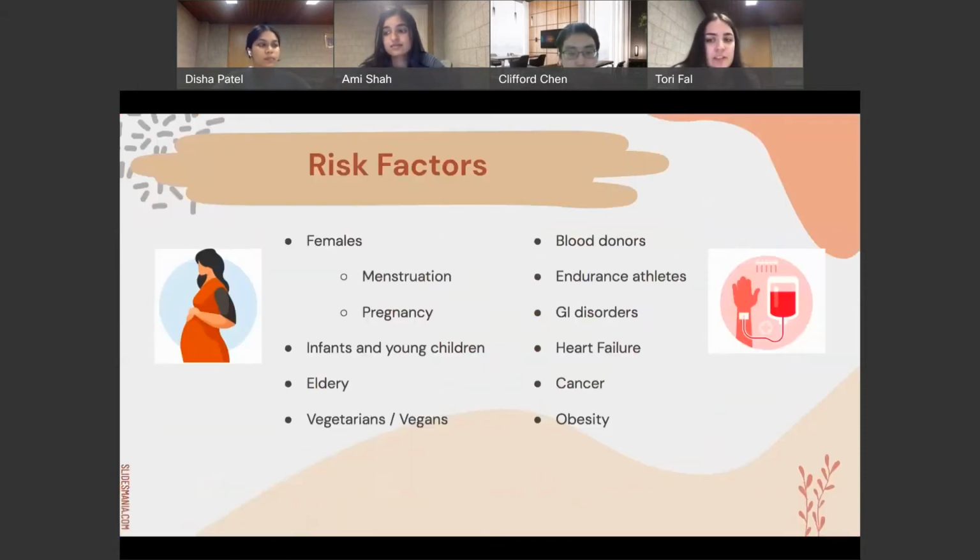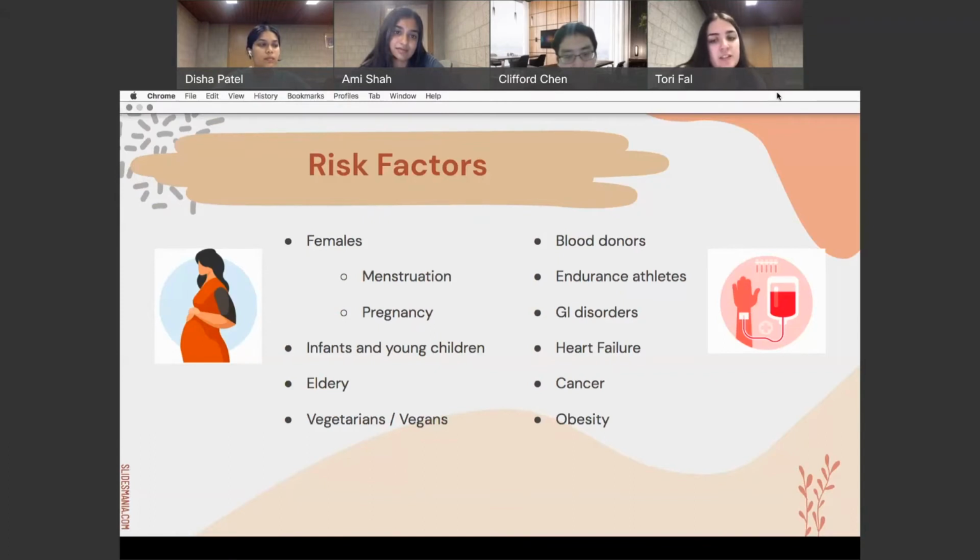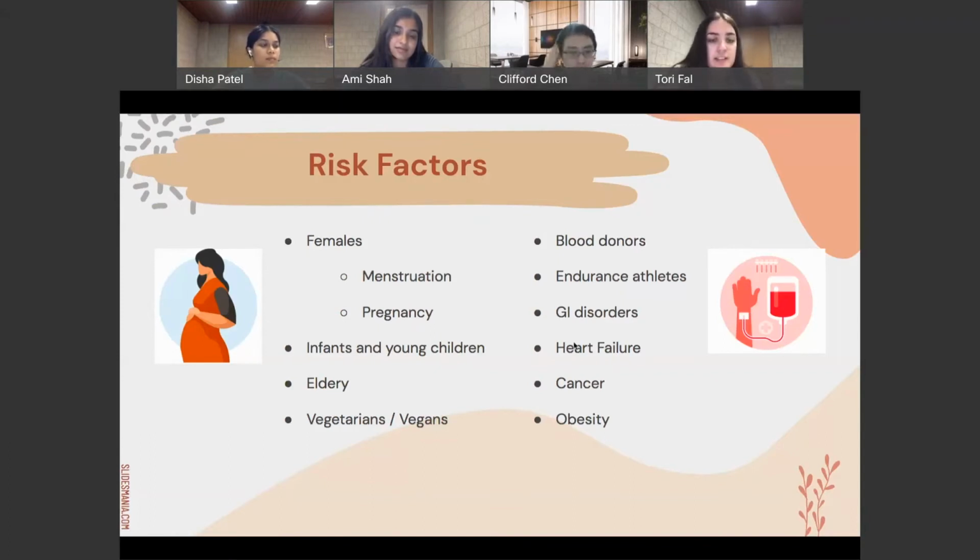There are many risk factors for iron deficiency anemia, and many of these can be correlated back to the four main causes on the last slide. Females are at greater risk due to menstruation, due to blood loss, and pregnancy due to increased demand. Infants, young children, endurance athletes, heart failure patients, and cancer patients are at risk due to increased demand for iron. Old age, obesity, and GI disorders put patients at increased risk due to decreased iron absorption. Lastly, vegetarians and vegans are at increased risk due to decreased dietary intake.